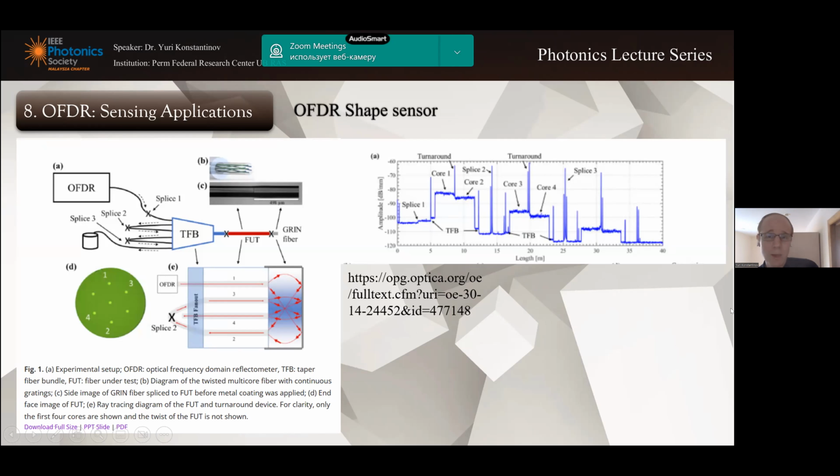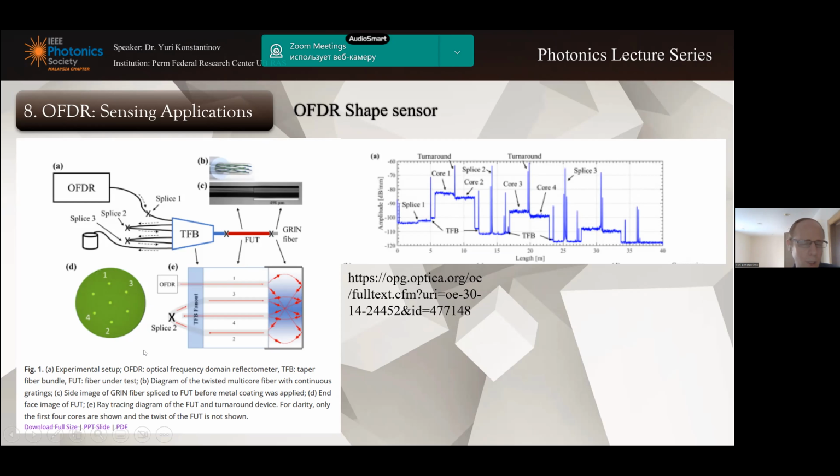Well, another amazing application of the OFDR is shape sensing. Why the OFDR again? Because if we need to measure the shape of some object, usually this object is rather small. And if it is small, we need to acquire the data with rather high resolution. How could we do this? We can use the multi-core fiber.